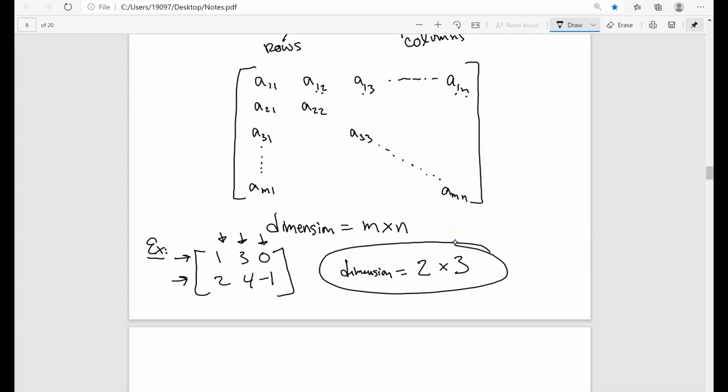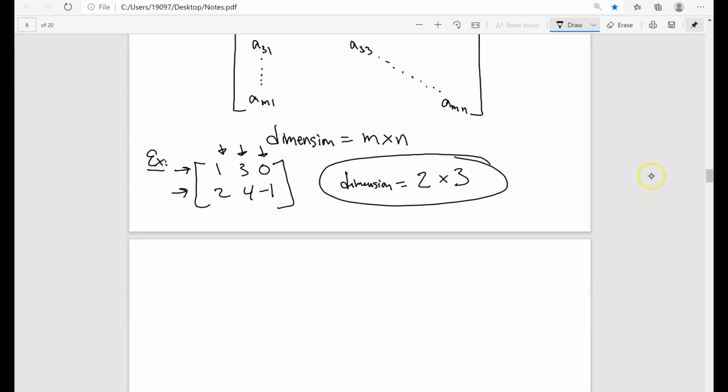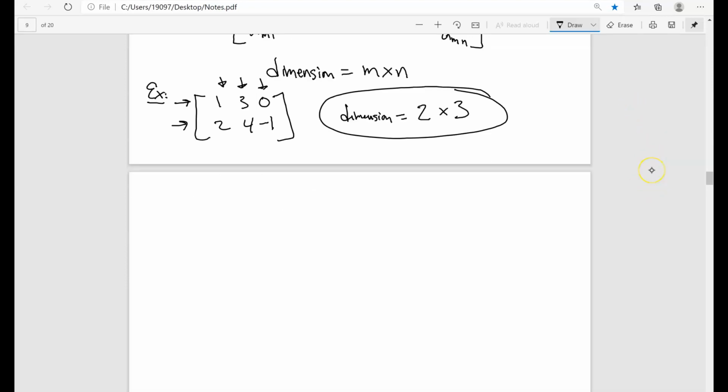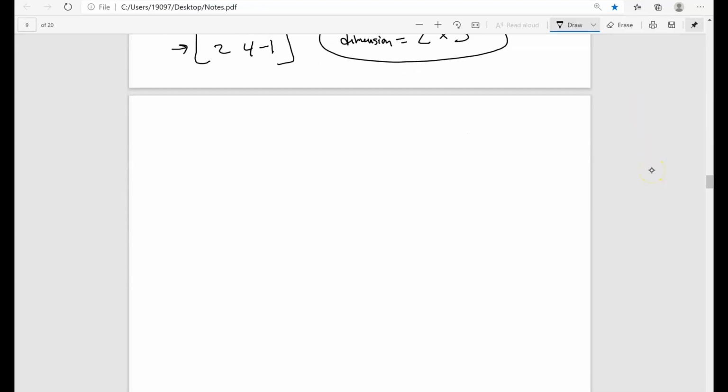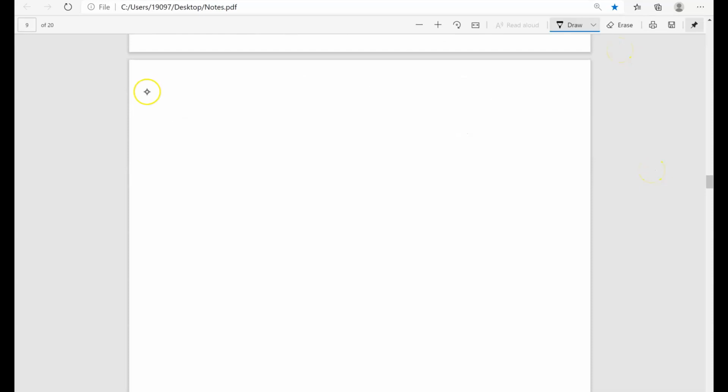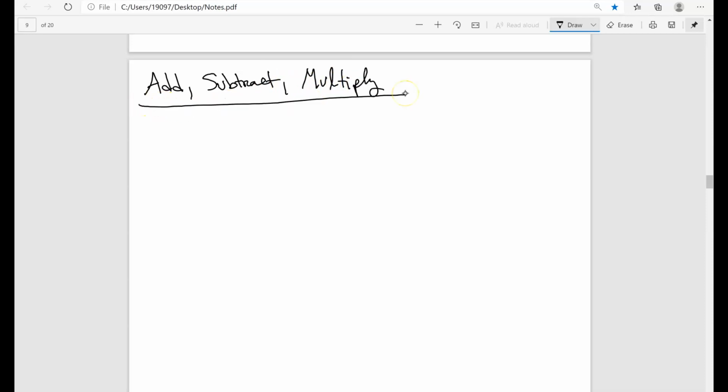All right, great. So now let's look at different things about matrices that you can do. Some of the algebra that you can do with matrices is that you can add, subtract, and multiply matrices. So you can add, you can subtract, and you can multiply. Okay, so you can do all of these different things with matrices.